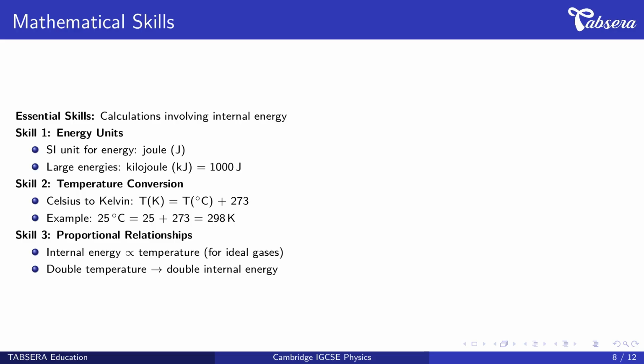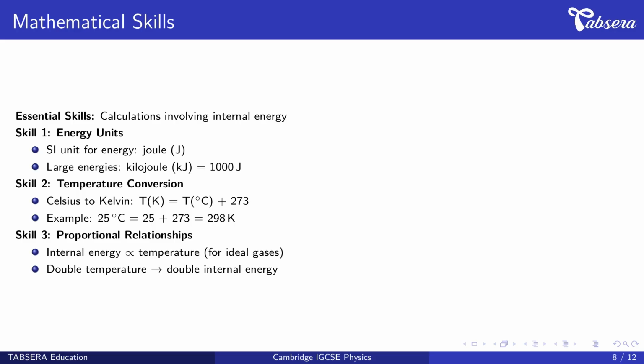Second, temperature conversion. To convert Celsius to Kelvin, add 273 to the Celsius temperature. For example, 25 degrees Celsius equals 25 plus 273, which equals 298 Kelvin. Kelvin is the SI base unit for temperature.